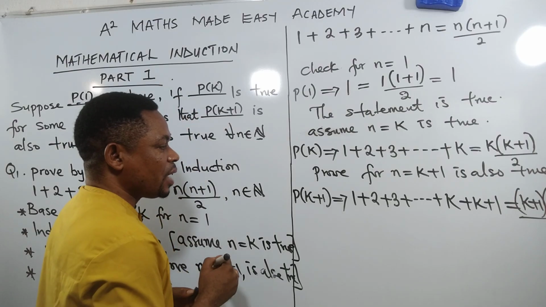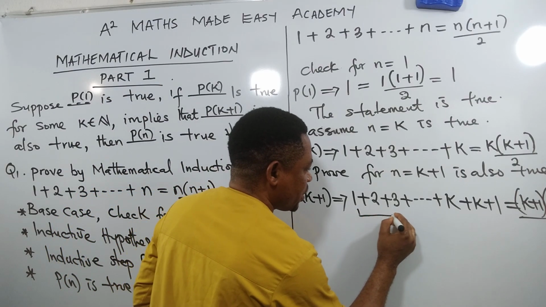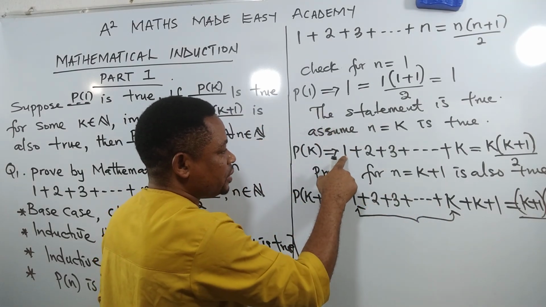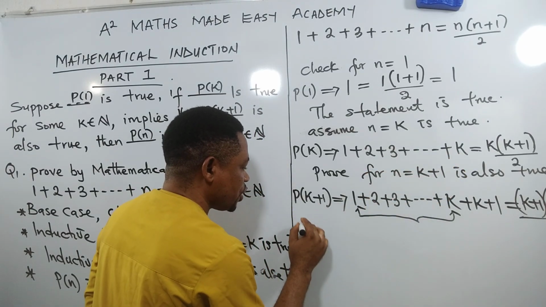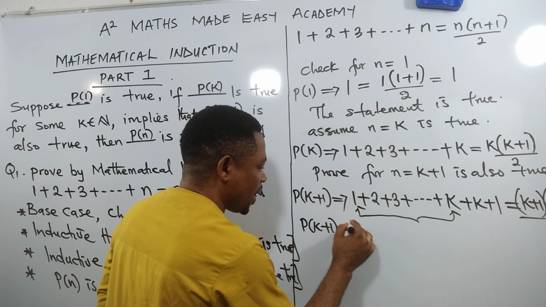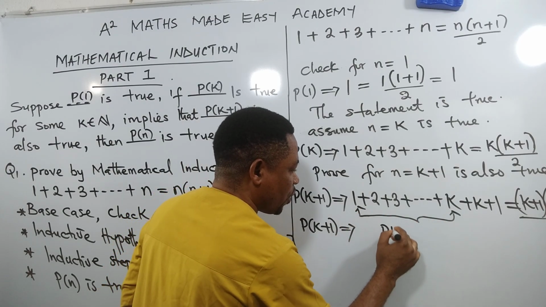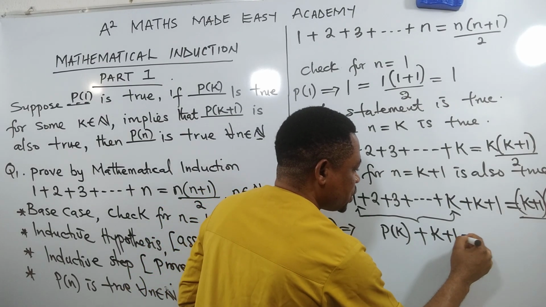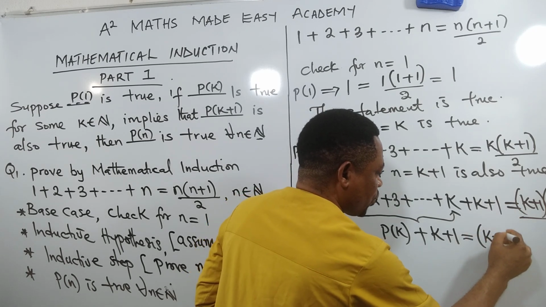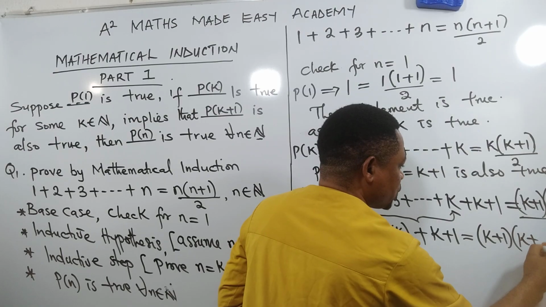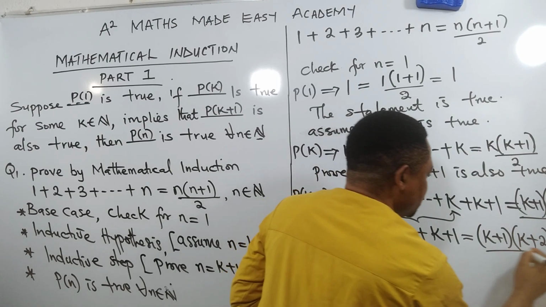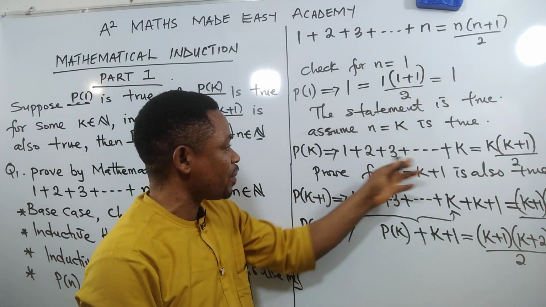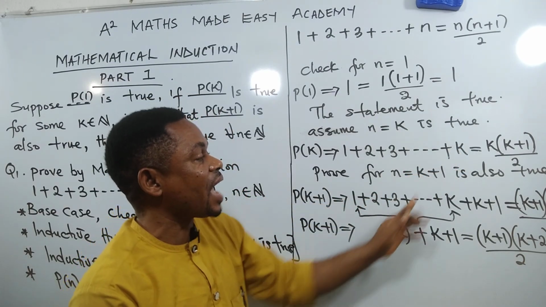Am I communicating? Now don't forget that this thing has a meaning. From here to this particular n, which is k, is found in this category. So P of k plus 1 implies this. Remember that the whole of this is P of k. Are you with me now? Then plus k plus 1, which is now equal to open bracket k plus 1 close bracket, open k plus 1 plus 1 will give you 2, divided by 2. Now don't forget that this is P of k, from here to here. What is the value of this P of k at the right hand side?